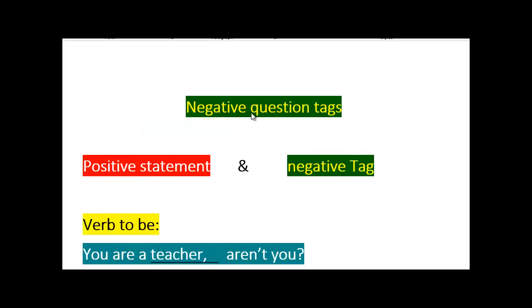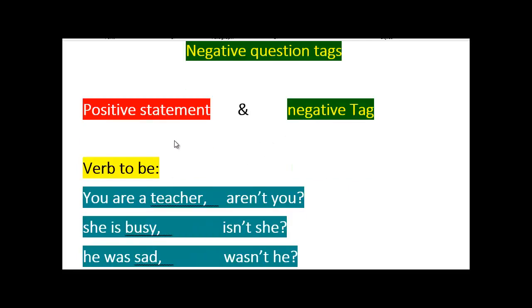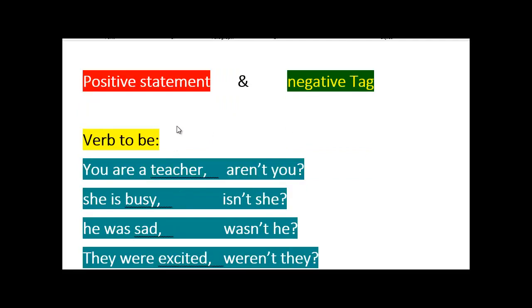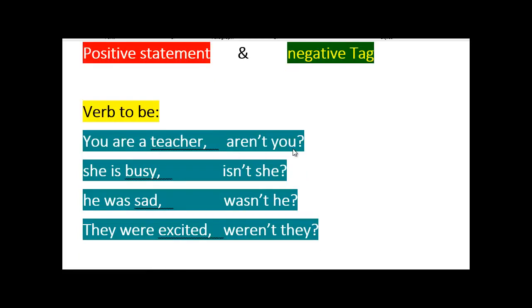Now, question tags are positive and negative. We'll start with the negative question tags and just get going. As we said, for negative question tags, the statement must be positive. And the statement could have a verb to be, verb to do, verb to have, or some modals. So quickly and without a delay, we just stick with verb to be. You are a teacher, aren't you? Negative. She's busy, isn't she?